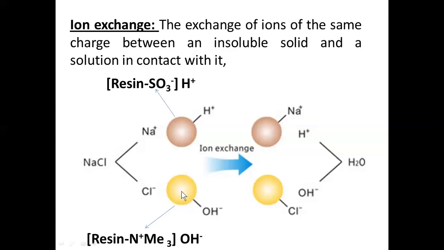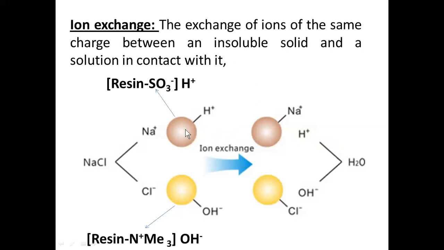Similarly, the anion exchange resin is a resin in which a positively charged species is attached to the polymeric surface of the resin and the negatively charged species will be in motion. So here the H plus ion is in motion, here the OH minus ion is in motion. H plus ion can be replaced by any positively charged species. You can see here sodium ion, and OH minus ion can be replaced by chloride ion. This process is called the ion exchange process.